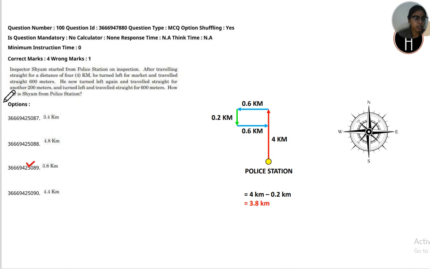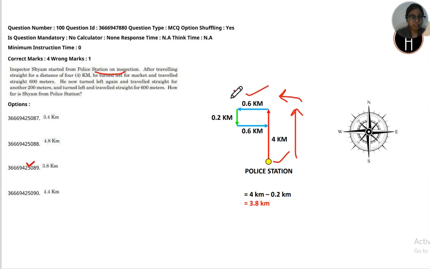Next question is, Inspector Shyam started from a police station on inspection. This is just a storyline. So just imagine this is the police station. After traveling straight for a distance of 4 kilometers, he turned left for the market and traveled a distance of 600 meters. Please look for the units. Here it is mentioned in kilometers, then he is going for meters. So it will be 0.6 kilometer.